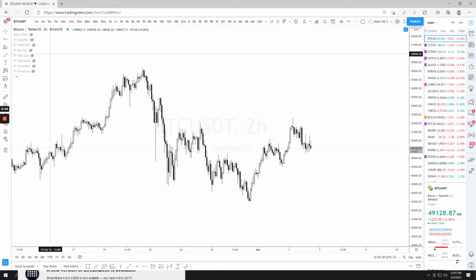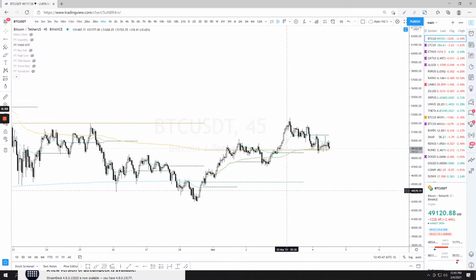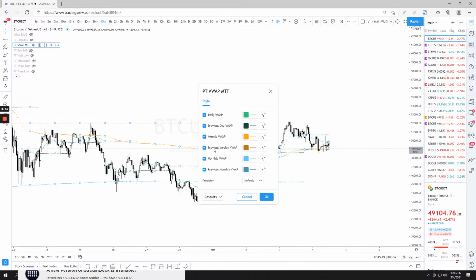Since you guys already know the game plan that I have, we are looking at open up your VWAPs, right? So looking at the VWAP situation, turn all this nonsense off because we don't really need this.